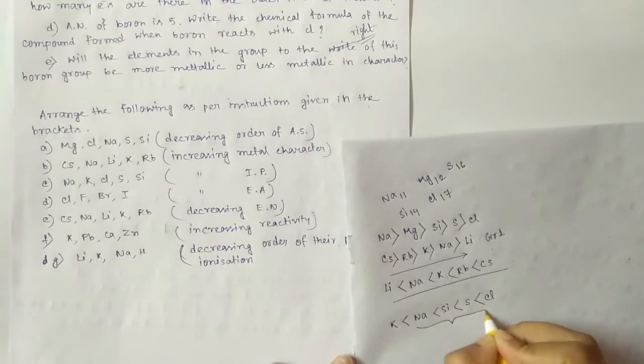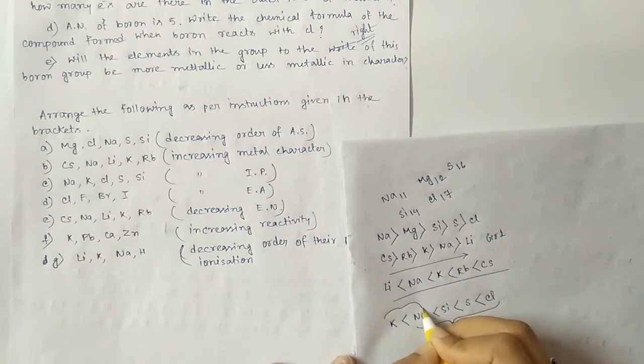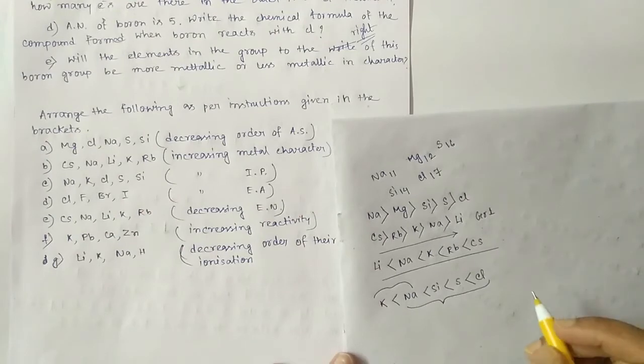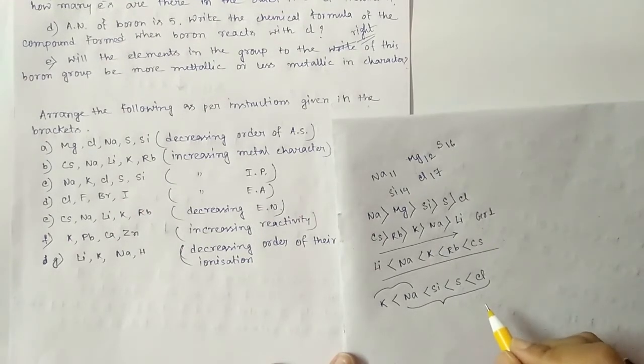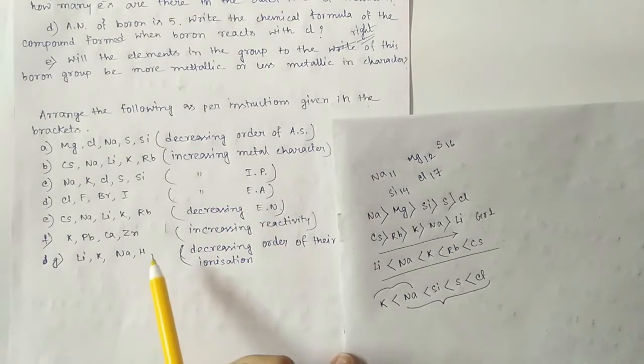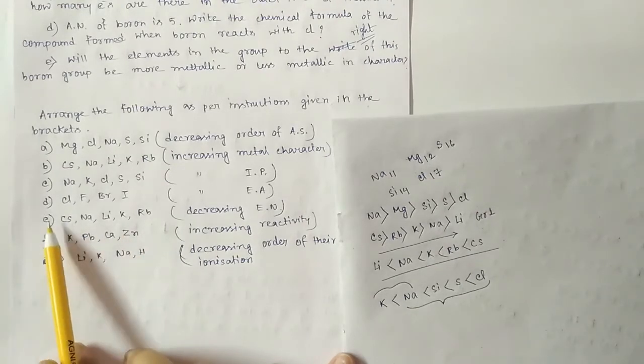These three elements are in the same period, while these two elements are of the same group 1. I hope you understand, and I have arranged them in the correct order, the increasing order of ionization potential. So what is increasing order and decreasing order? I have just told you. Next, let's move on to question D.